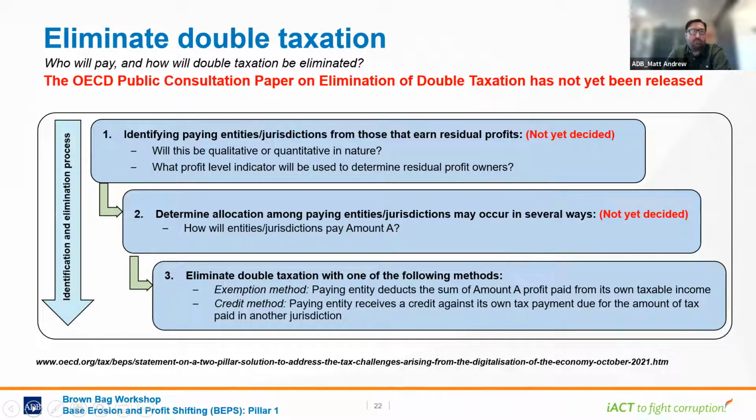However, there are several important points that came out of the October statement from the OECD. So this first relates to identifying the paying entities or jurisdictions from those that earn the residual profits. And there are several questions, and we saw this in the blueprint which came out for Pillar 1 in October 2020. The question is, will we identify the paying entities?